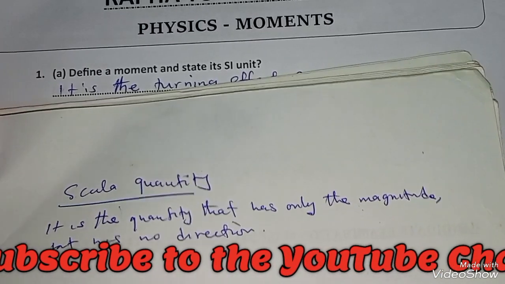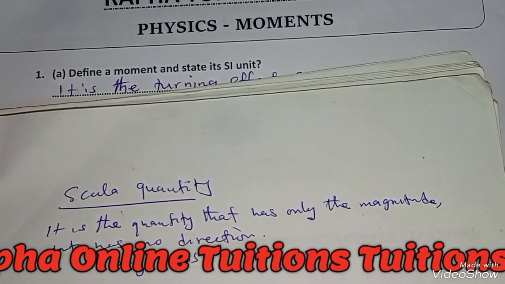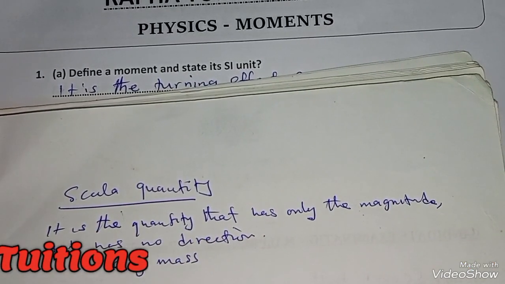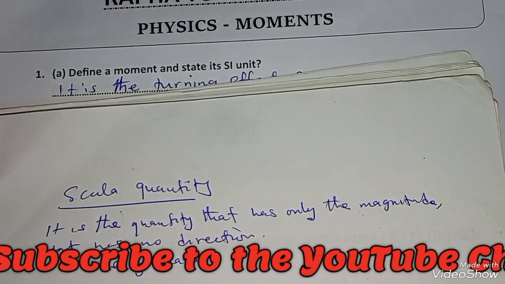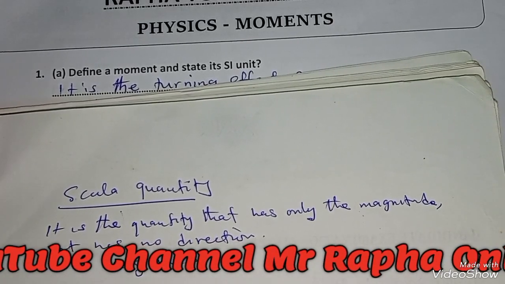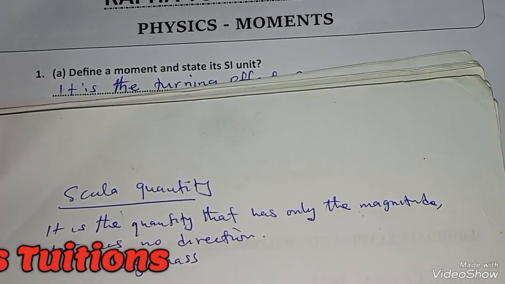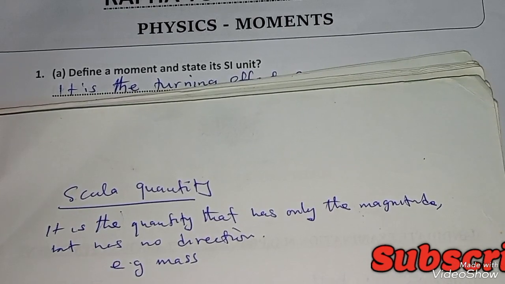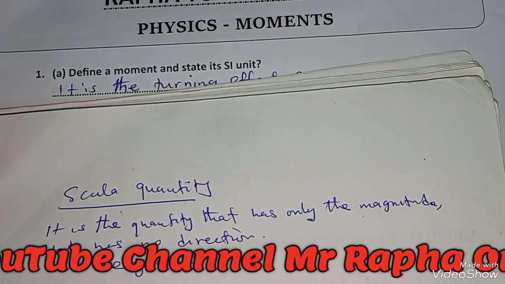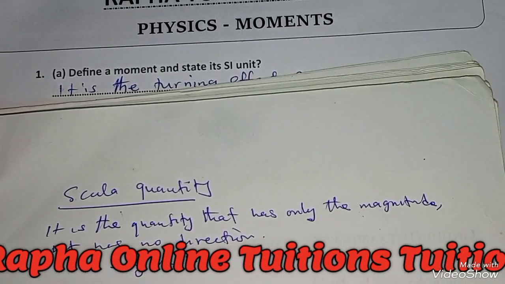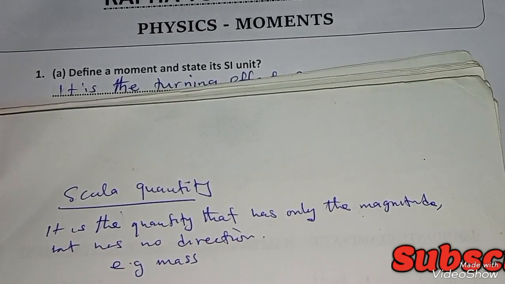We can give an example of mass. Mass has only a magnitude, but it has no direction. For example, 25 kg of meal: 25 is the size. You cannot say that 25 kg of meal is going to the north. So a scalar quantity has only the magnitude, but no direction.